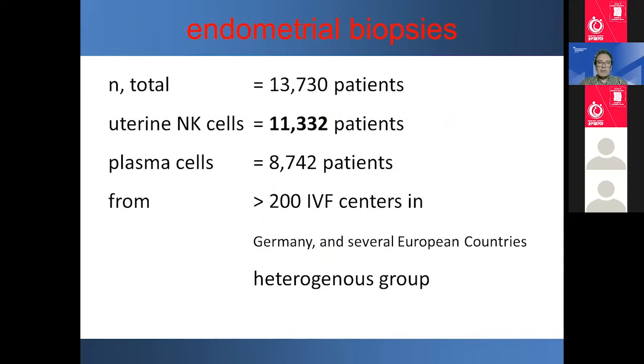So we have collected endometrial biopsies. So this is by the end of 2020, by the end of last year. Meanwhile, we have 4,000 samples more. So we are at almost 18,000 samples. In 11,332, we have analyzed uterine NK cells. In 8,742, we have analyzed also plasma cells. And we have received these samples from more than 200 IVF centers, mainly in Germany, but also in other European countries, mainly Netherlands and Norway and Austria.